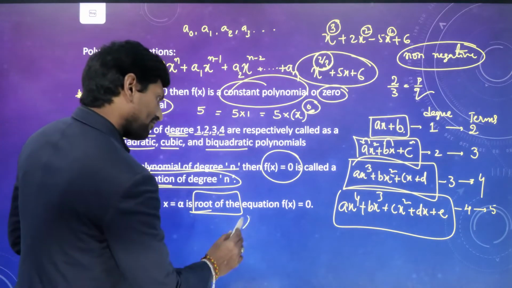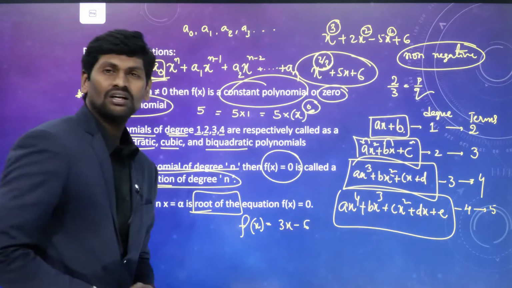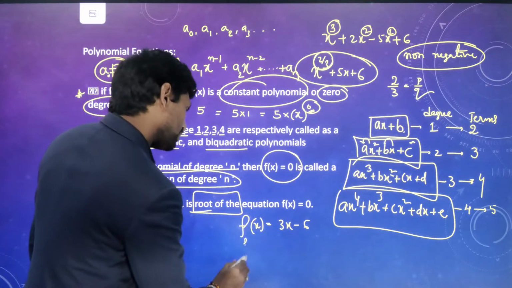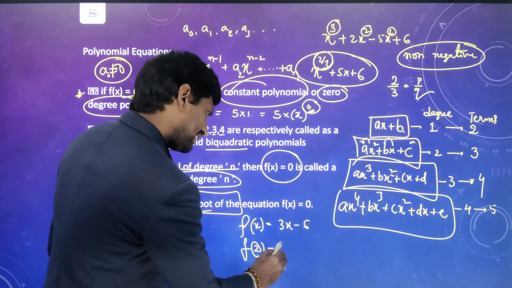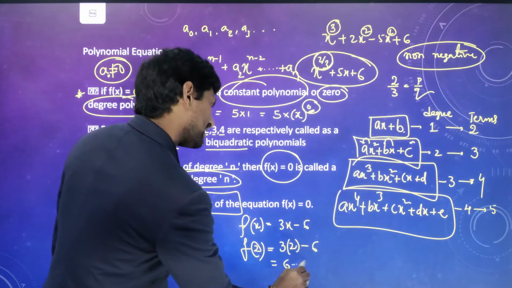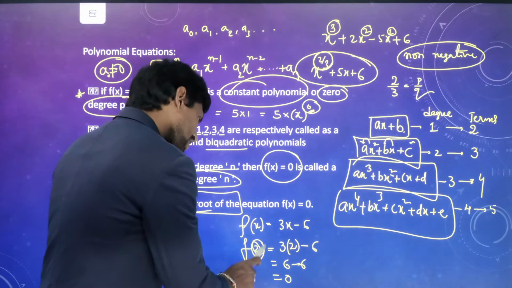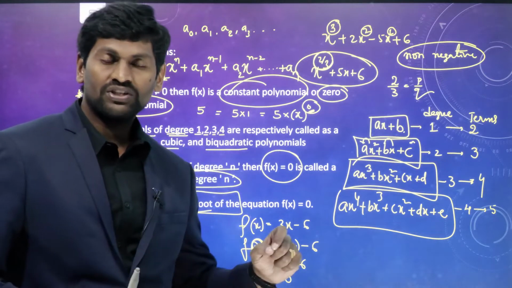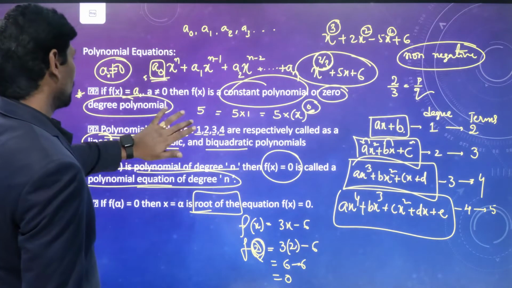For example, a polynomial f of x is given as 3x minus 6. 3x minus 6 is a linear polynomial I have taken. In the place of x, if I substitute 2, then 3x is nothing but 3 into 2 minus 6. So 3 twos are 6, 6 minus 6 is 0. That means here 2 is called the solution of the equation or root of the equation. Okay? Let us go to the next one.